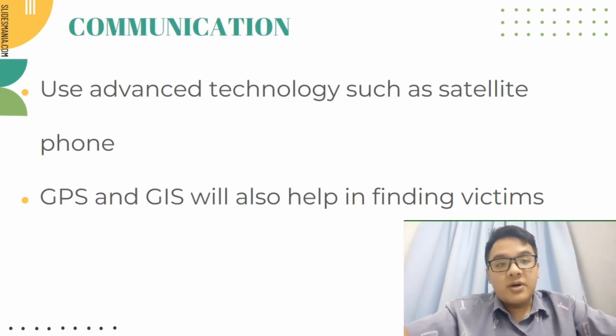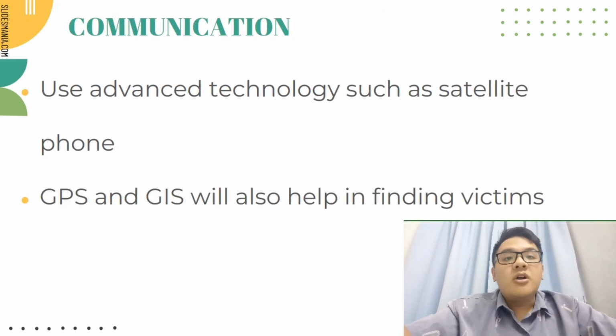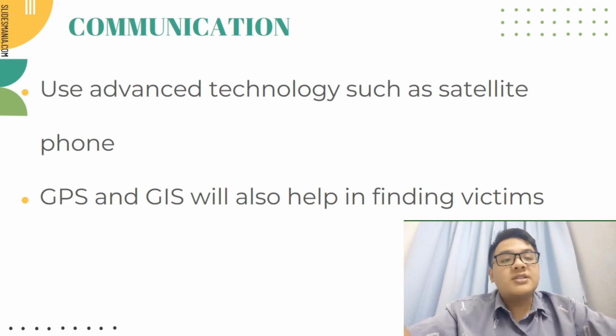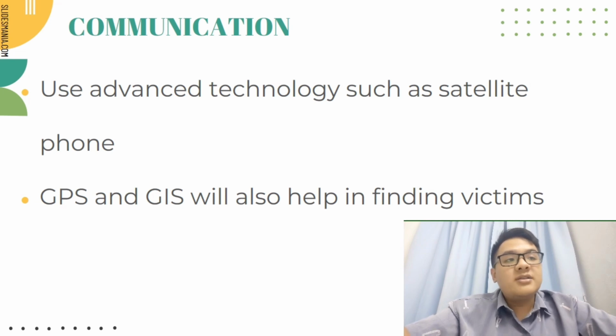Last but not least will be the communication. Communication is the most critical part in humanitarian logistics. So in order to have an effective communication, they should use advanced technology such as satellite phone, as satellite phone can be functioned when the cellular service is unavailable. Besides that, GPS, global positioning systems, and GIS, geographic information systems, will also provide help while finding the missing victims.